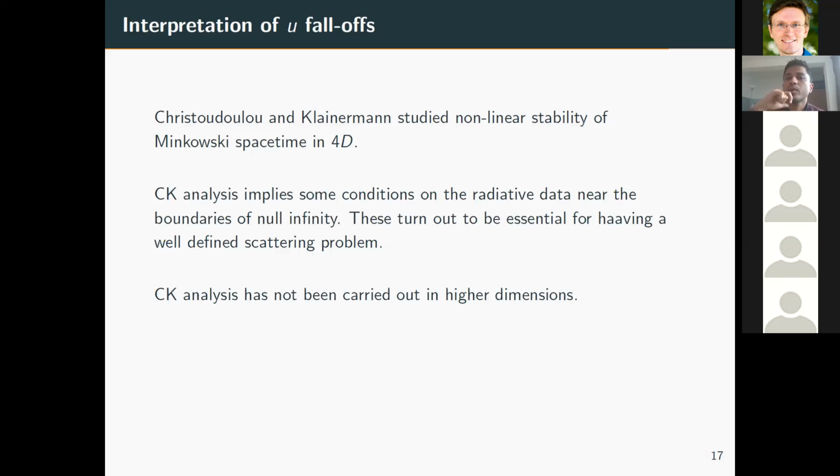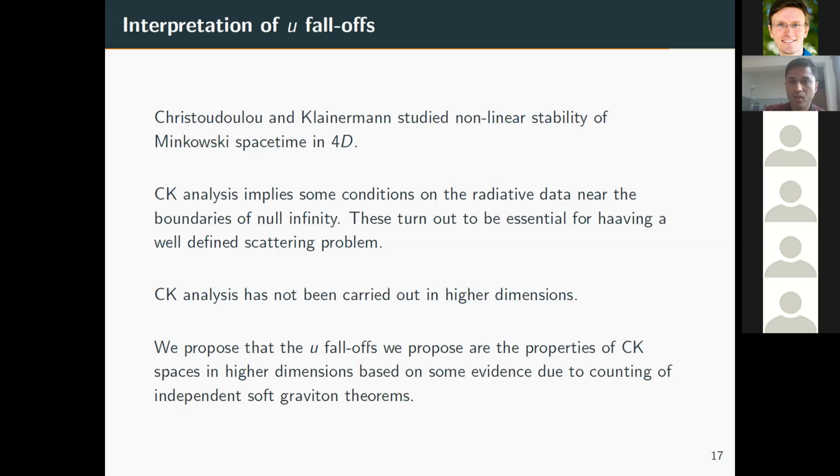And this analysis has not been performed in higher dimensions. So we conjectured that these U fall-offs that we are imposing are nothing but the consequences of Christodoulou-Klainerman constraints in higher dimensions. If that analysis is done, then we suspect it will turn out that these U fall-offs follow. The reason for this is based on a counting argument. I can go into the details if people are interested, but that's what we suspect.